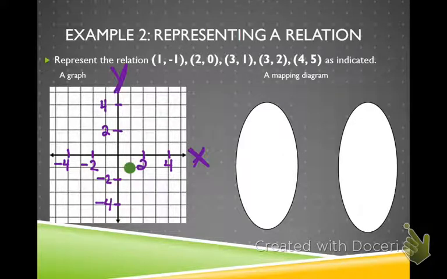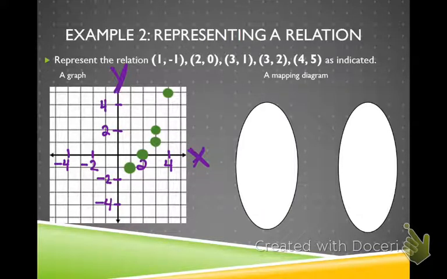Okay? Now for the next one, where do I go? Right 2, up 0. Okay? And go ahead and do the rest of them. Go ahead and do the other 3. Plot those points. Okay, so the next one is over 3 up 1. Did you plot your point right about there? Yes. The next one is over 3 up 2. So we plot our point here. And then the next one is over 4 up 5. So it's right up here, right next to the top. And now what we've done is we've represented the relation on a graph.